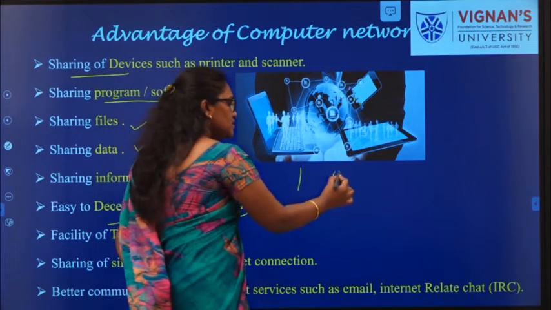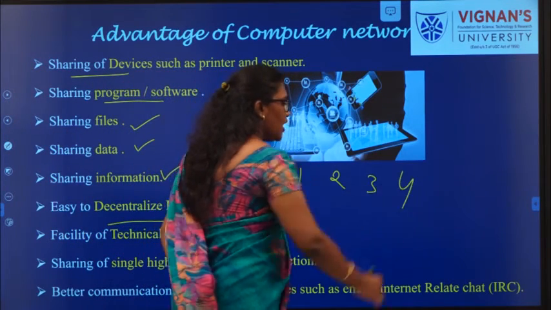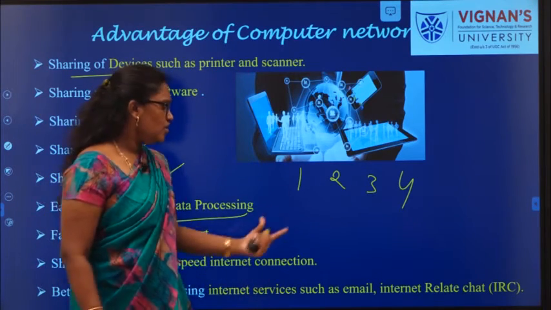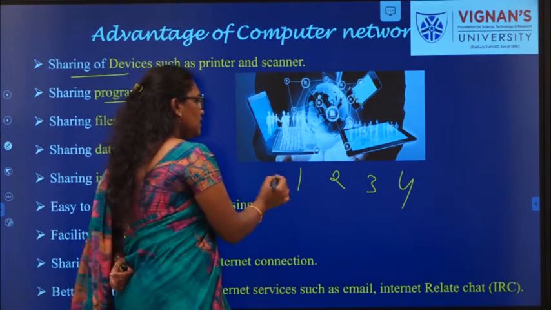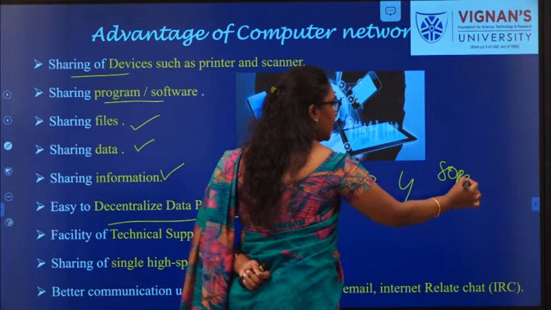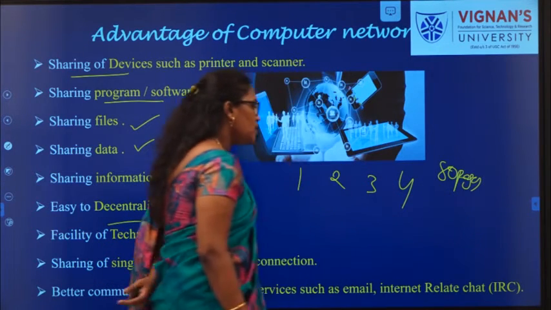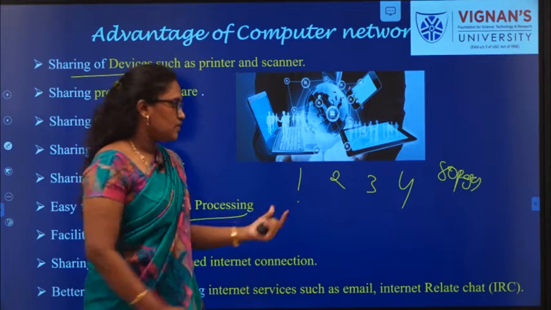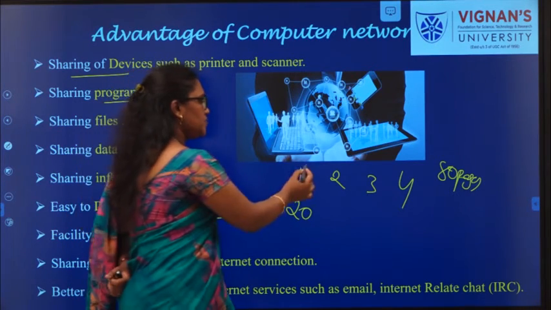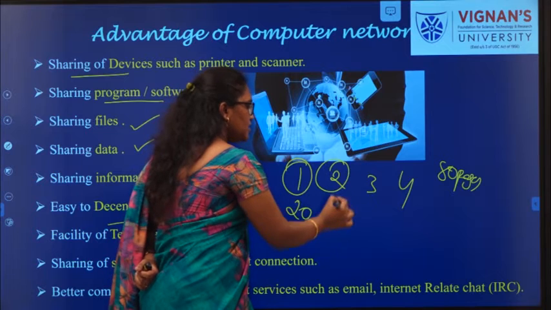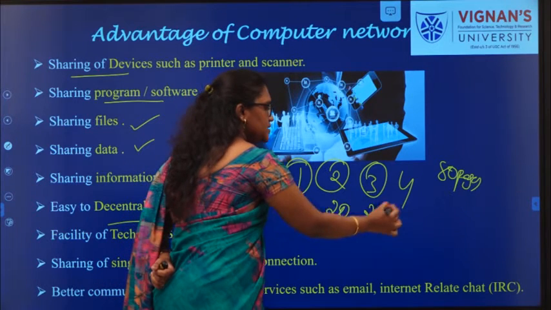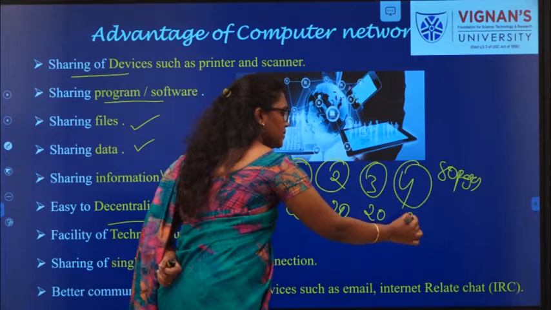So first one, second person, third person and fourth person. So 4 computers they are having. So I am having total 80 pages to print out. So here first 20 pages can be given to the first person and then another 20 pages, another 20 pages and another 20 pages.